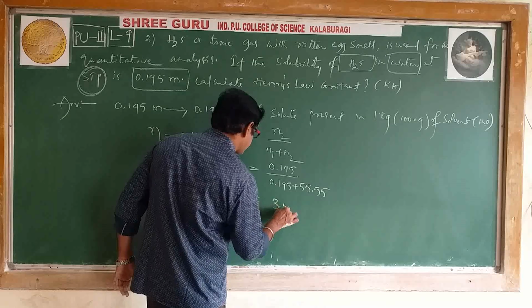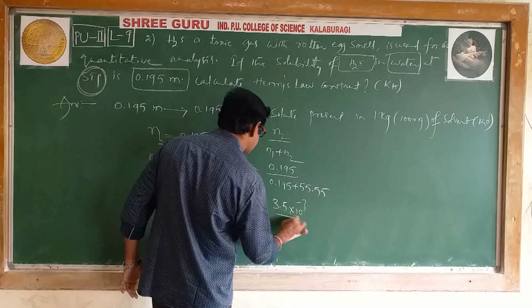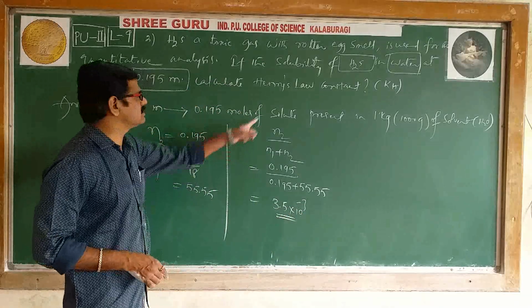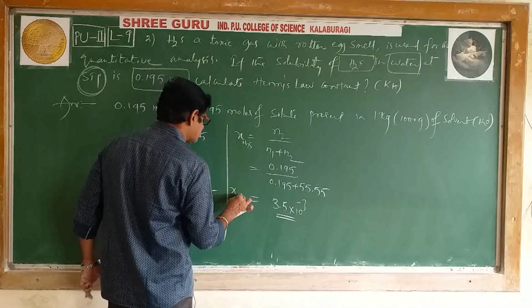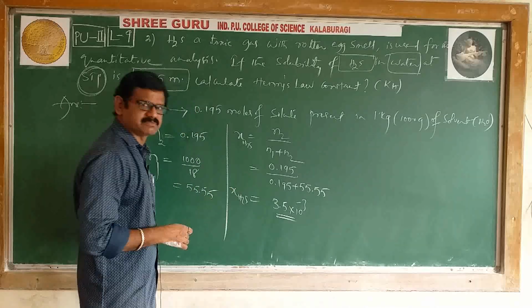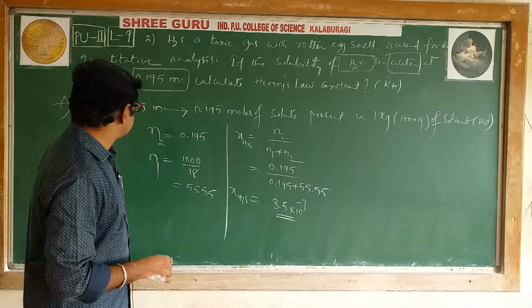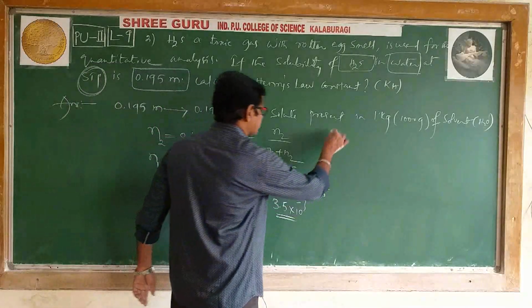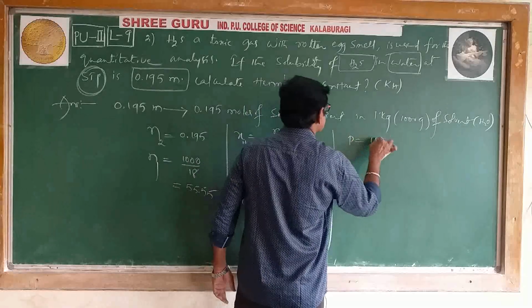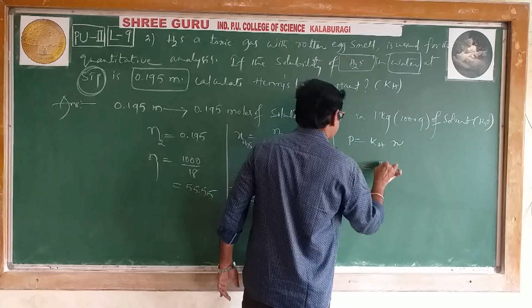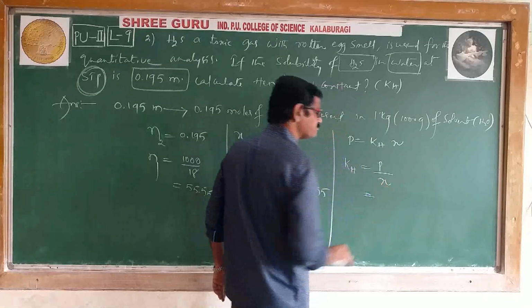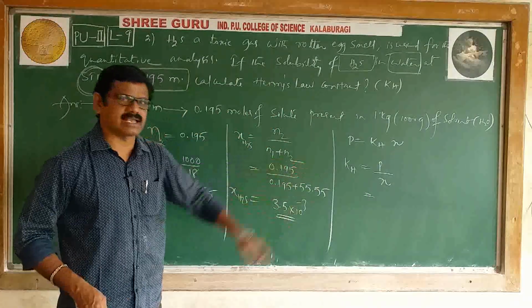3.5 into 10 to the power of minus 3. Of course, whose mole fraction? Solute mole fraction. Who is solute? H2S. Mole fraction of H2S is obtained. Then we'll go to the final question, that is P is equal to KH into X, and I want KH, P by X. X value we just calculated.